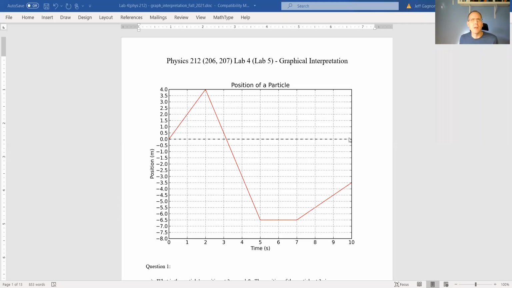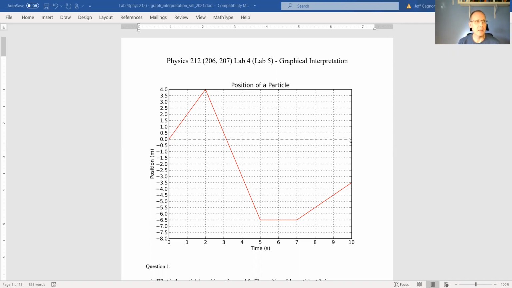Hello, everyone. I wanted to create a quick video describing what you need to do for the graphical interpretation lab report. This lab is fairly similar for all three of my physics labs, Physics 212, 206, and 207. In Physics 212, this is going to be lab 4. In Physics 206 and 207, this is lab 5. The only difference is the number of questions that you have to do.